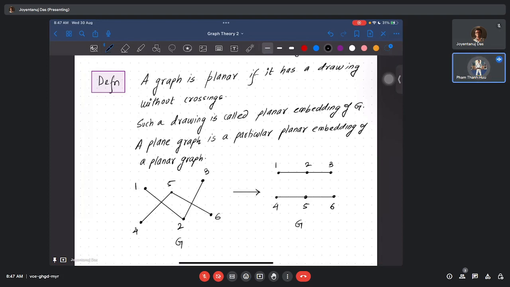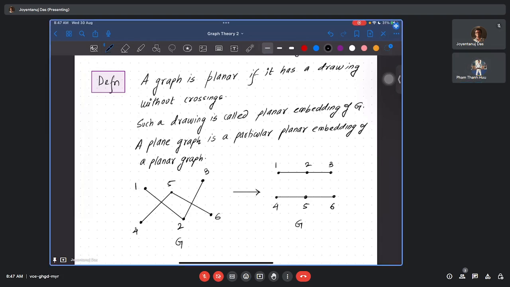Here in this example, what's the plane graph? For example, this one you can take as the plane graph, because this is a particular planar embedding of the G.